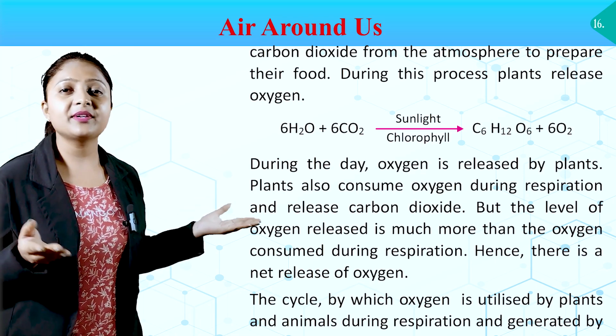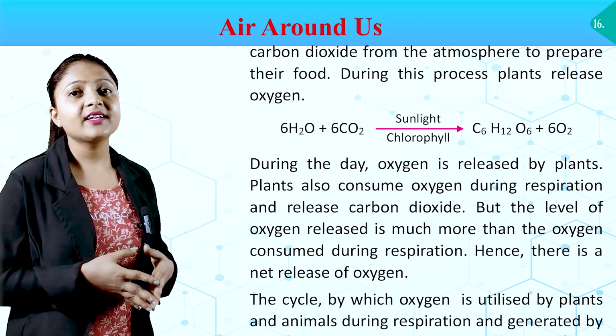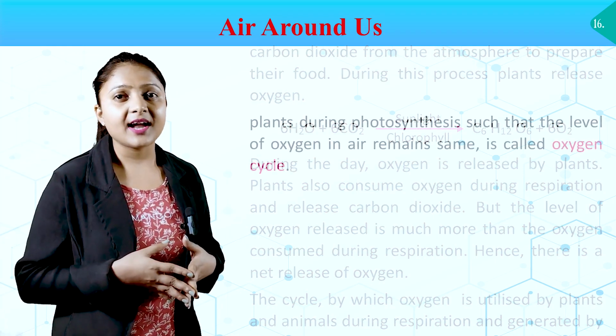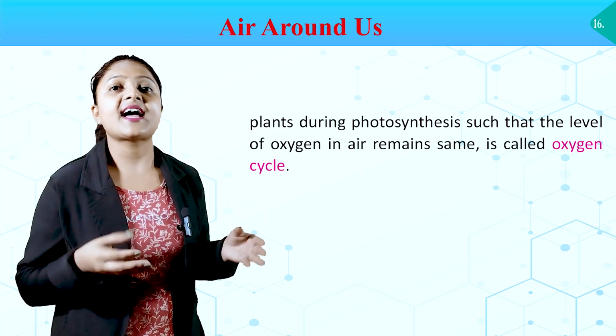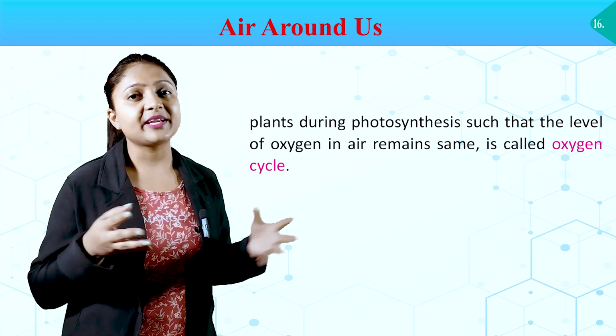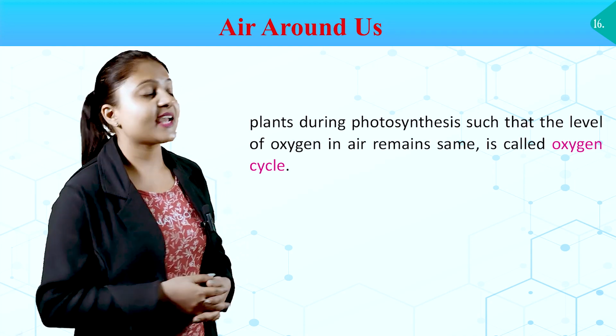The cycle by which oxygen is utilized by plants and animals during respiration and generated by plants during photosynthesis such that the level of oxygen in air remains same is called oxygen cycle.